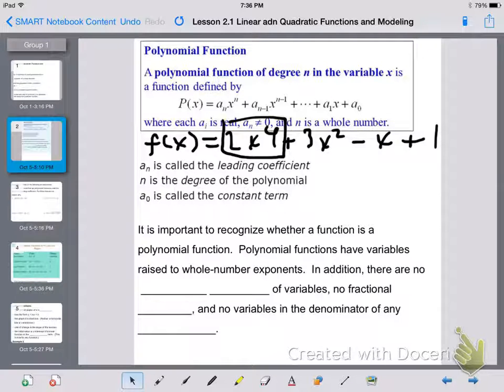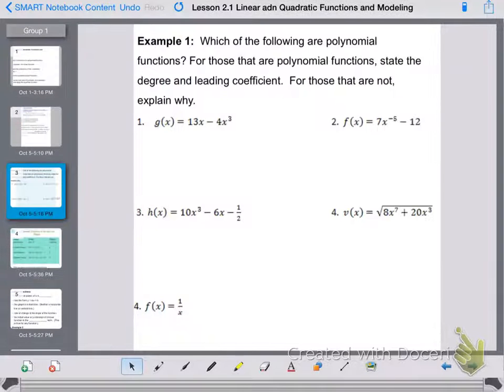Now, it's important to recognize whether a function is a polynomial function. Polynomial functions have variables raised to whole number exponents. In addition, there are no square roots of variables, no fractional powers, and no variables in the denominator of any fraction. Let's look at a couple examples.